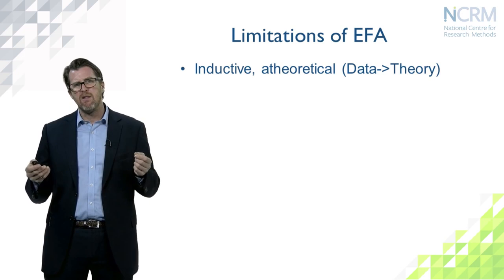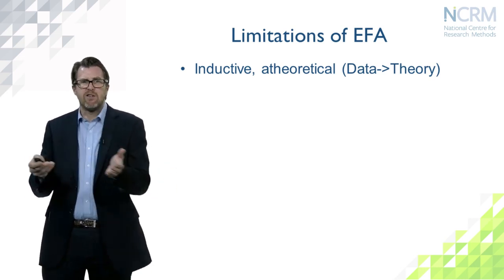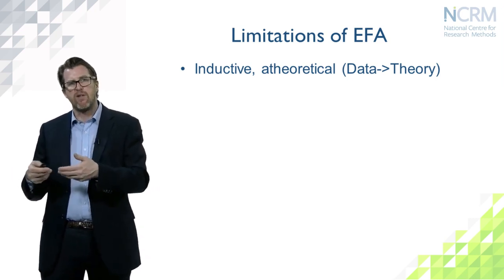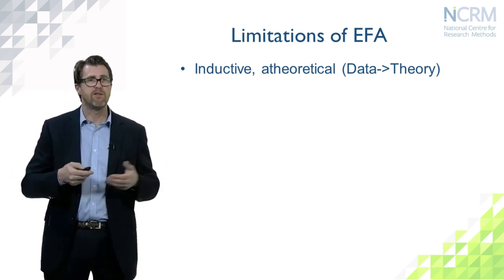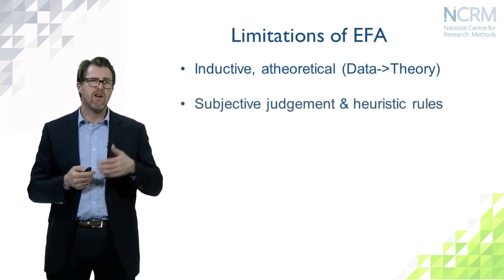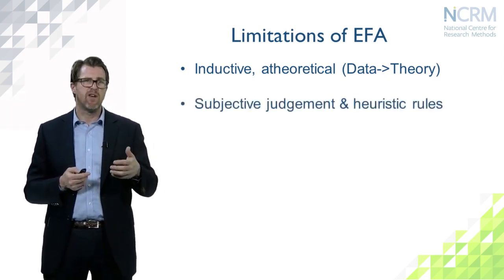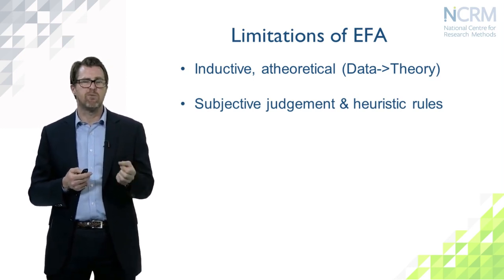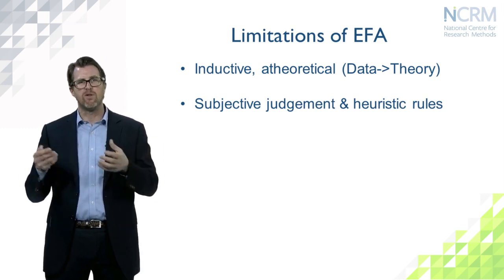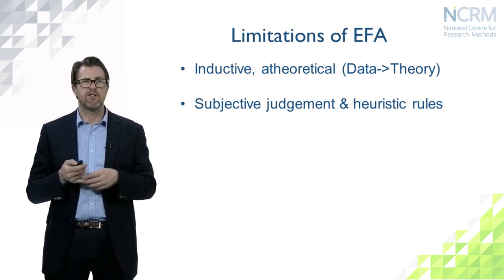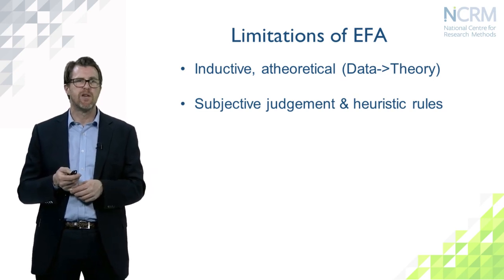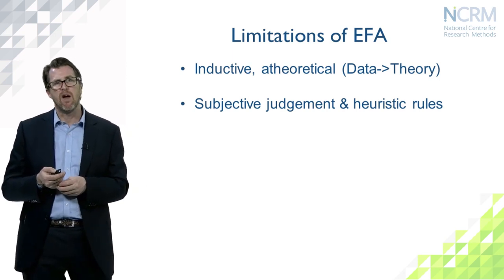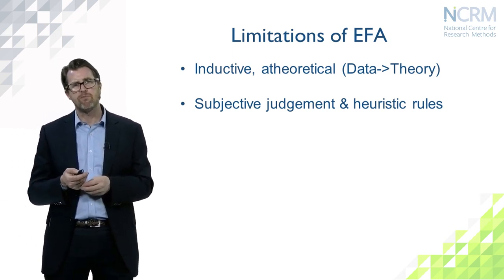So we've got a situation where the data is telling us what our theory should be, when generally we would prefer to do that the other way round. We would have a theory and test it against the data. Another unattractive property of EFA and similar techniques is that it relies on subjective judgment and heuristic rules about what's a large amount of variability to explain and so on. So there's a lot of room for subjectivity in determining what our model should be.